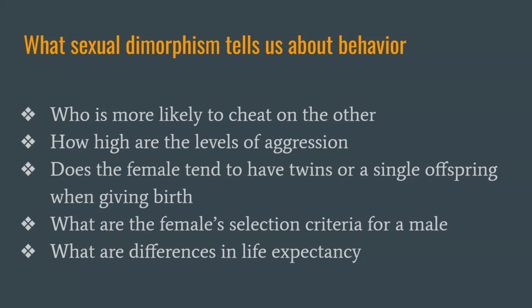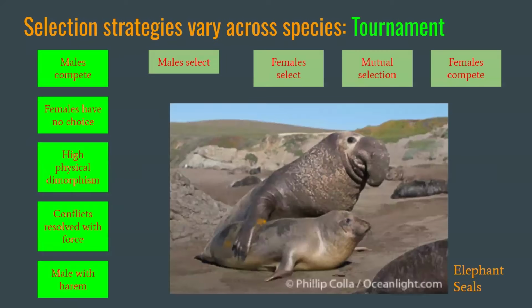So we want to look at humans in this context, because if Australopithecines were that dimorphic, they were probably a tournament species. But today we have very low levels of dimorphism. So we're not a tournament species. That means our behavior has changed. How did that come about? In a dimorphic species, you see that males compete, females have no choice. There's high physical dimorphism. Any conflicts between any members of the species are resolved with force and threats.